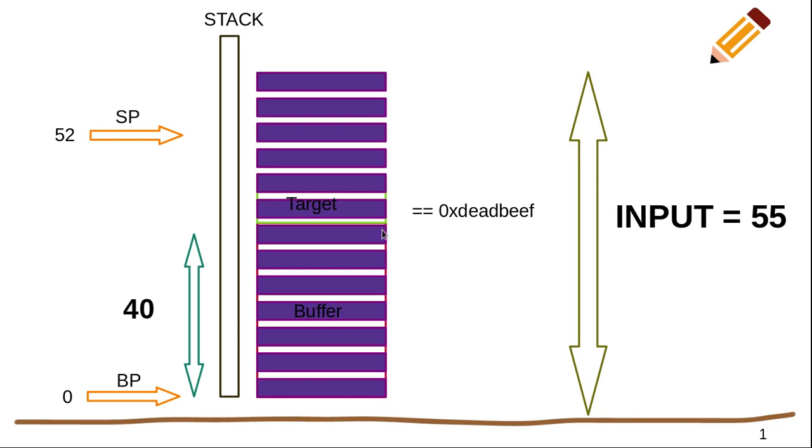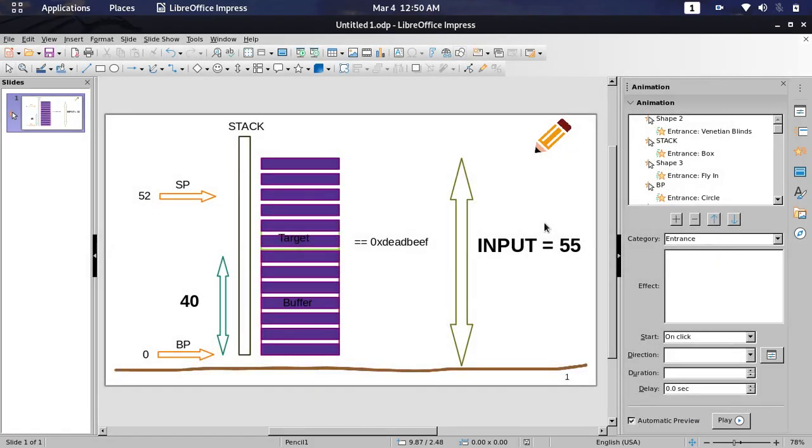So in that case, we have to find out where the target variable is holding its position. If we find out how many bytes the target variable is holding, then we can easily execute this. So let's go back to our GDB.